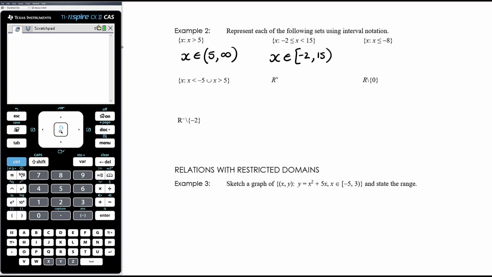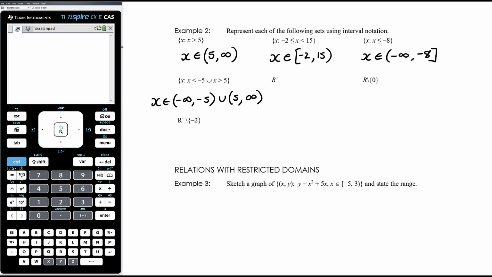If we have the set of x values where x is less than or equal to negative 8, then that means that x can be an element of the interval from negative infinity. The smallest element in that interval is, well, there isn't an element, it's negative infinity, up to negative 8 and includes negative 8. The set of x values such that x is less than negative 5 or x is bigger than 5 as an interval would be x is an element of the interval from negative infinity up to negative 5, not including negative 5, union from 5, not including 5, up to infinity.